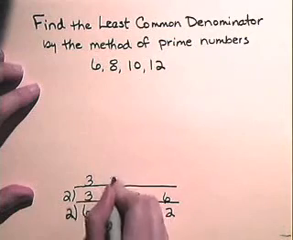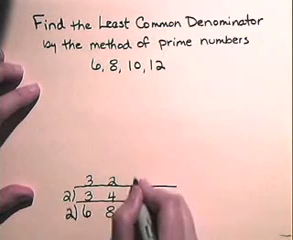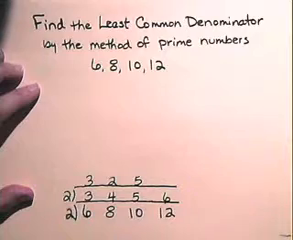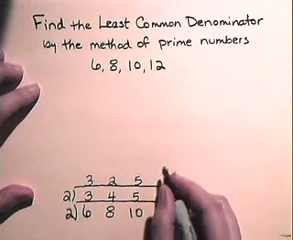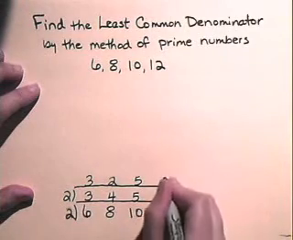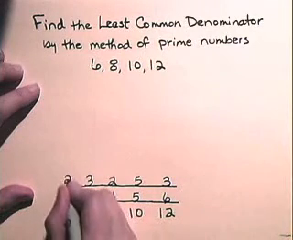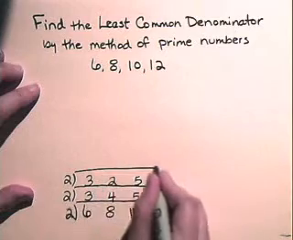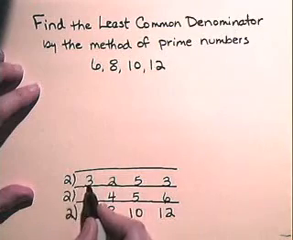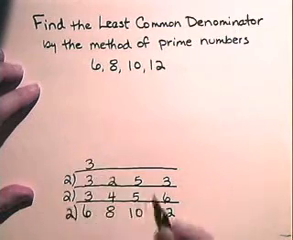2 divides into 4 2 times. 2 does not divide into 5, so we bring the 5 up. 2 divides into 6 3 times. We can still divide by 2. 2 does not divide into 3, so we bring the 3 up.